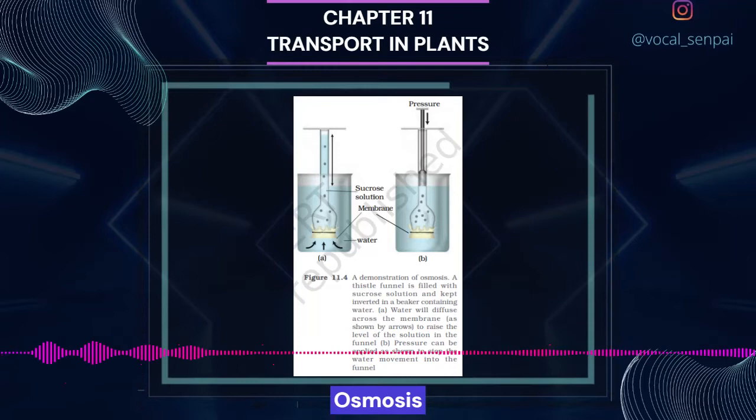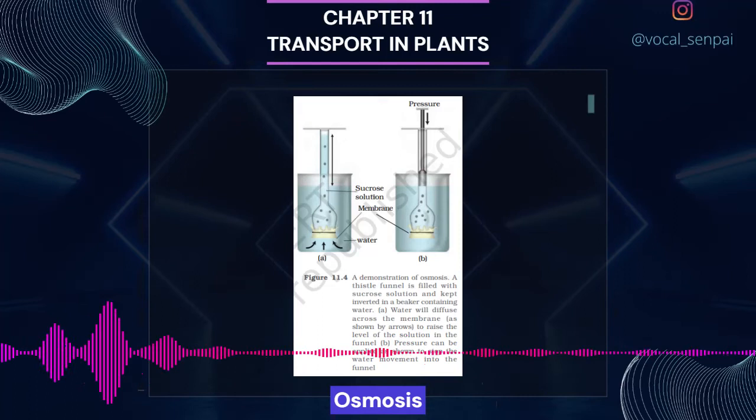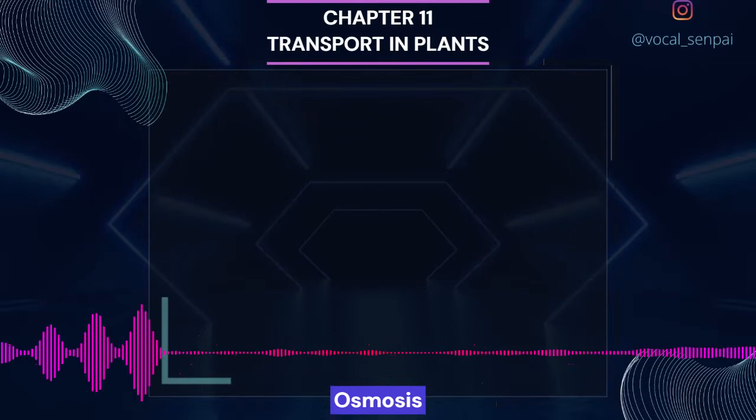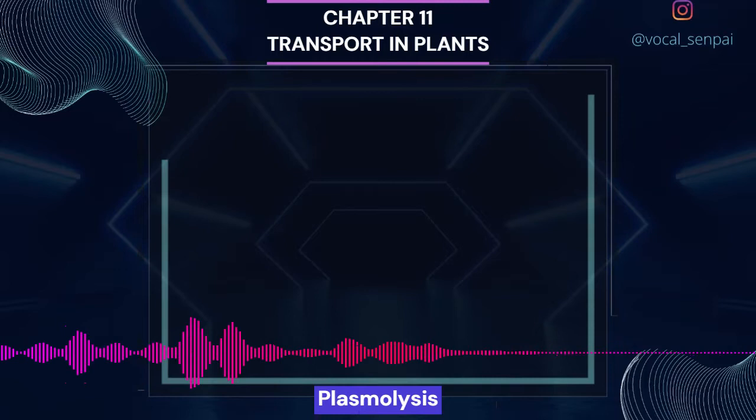The more the solute concentration, the greater the pressure required to prevent water from diffusing in. Numerically, osmotic pressure is equivalent to the osmotic potential, but the sign is opposite. Osmotic pressure is the positive pressure applied, while osmotic potential is negative. Plasmolysis. The behavior of plant cells, or tissues, with regard to water movement depends on the surrounding solution.